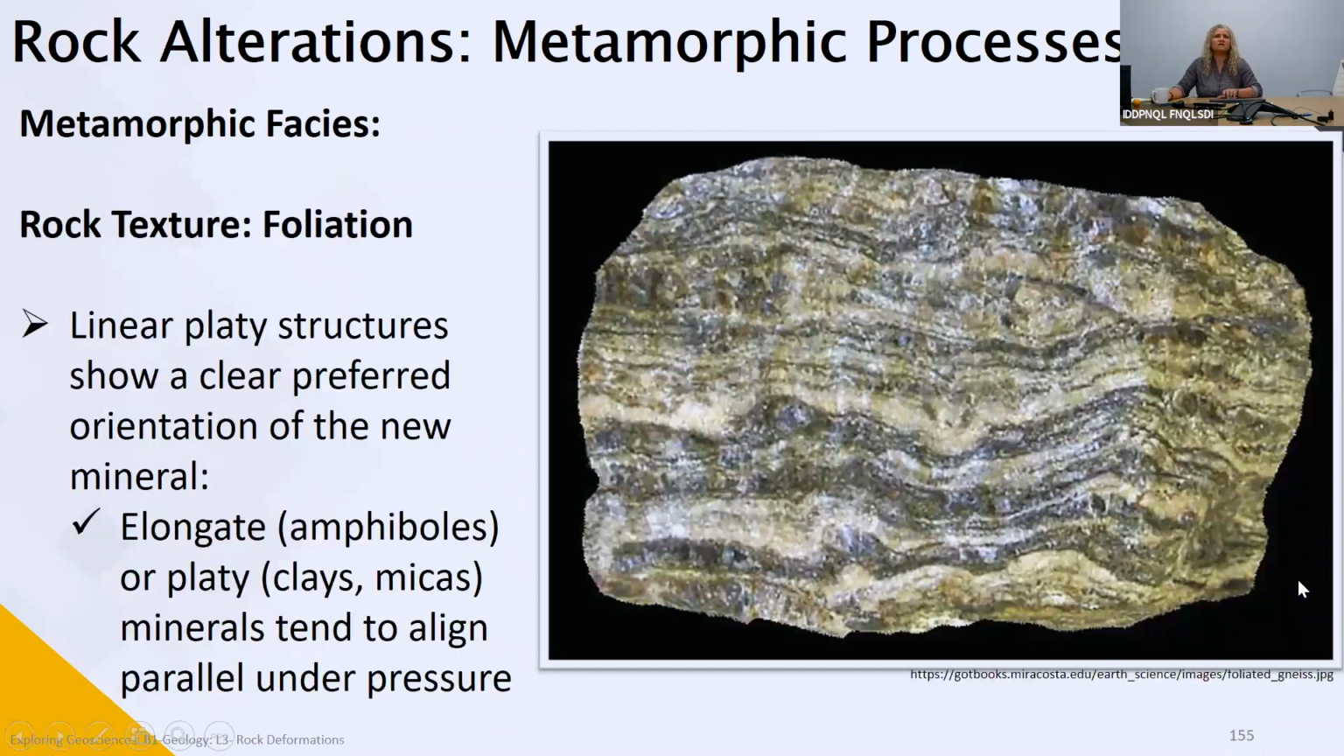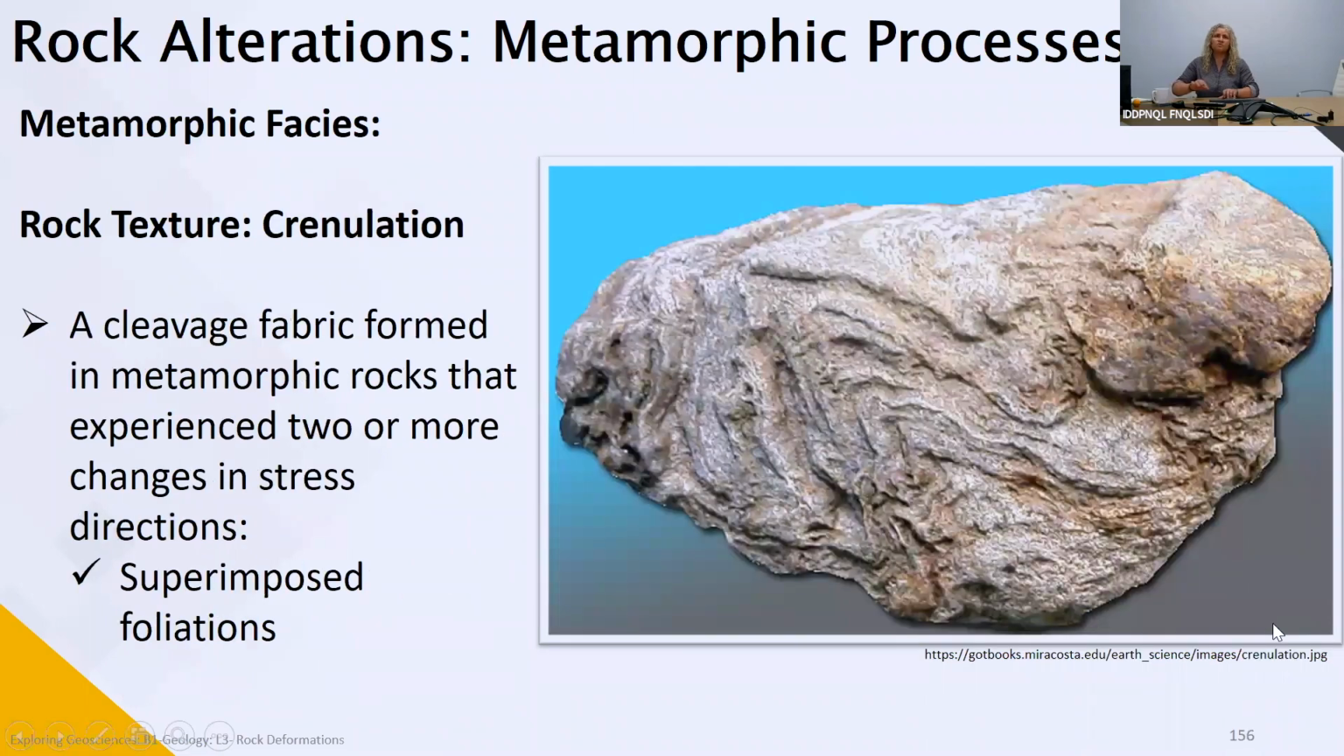Example with rocks, here with the foliation, it's a simple linear platy structure showing clear preferred orientation of the new minerals. So the elongate amphiboles or platy clays that we see. The minerals tend to align parallel under pressure. Here we see an example of crenulation. So cleavage fabric is formed in metamorphic rocks that experience two or more changes in stress direction.